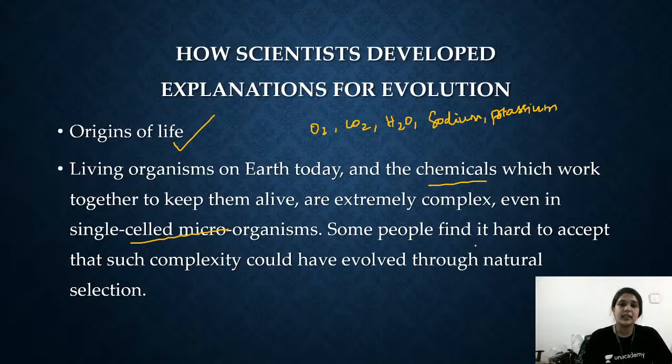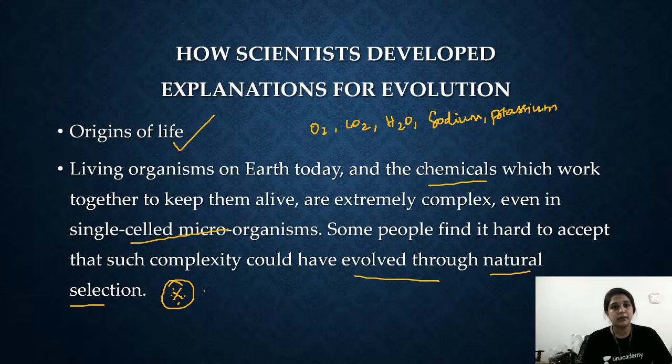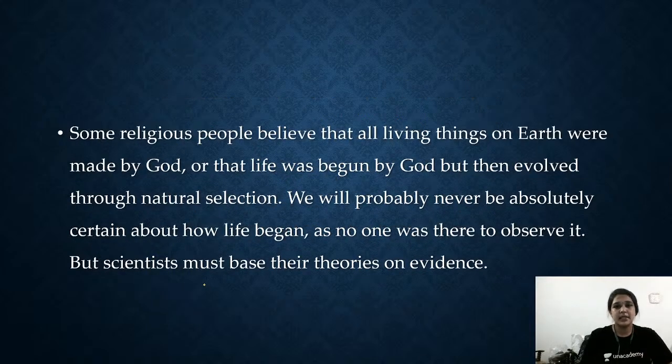Some people find it hard to accept that such complexity could have evolved through natural selection. We will talk about natural selection, a very important concept because it is one of the important theories of Darwin. We will talk about what types of selection take place, and we will also talk about examples for those.